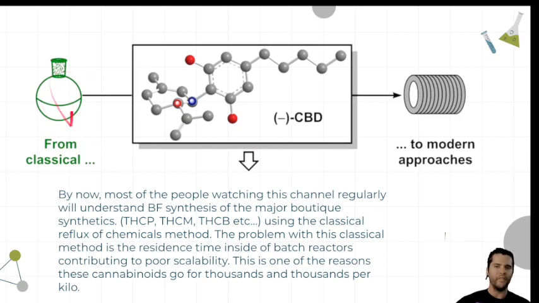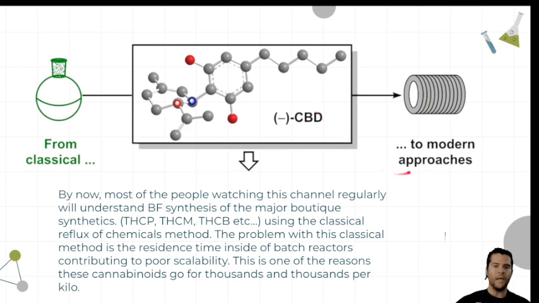So basically you would find a Lewis acid, and then you would take your resorcinol and reflux those together, right? The problem with this classical method is the residence time inside of batch reactors, contributing to poor scalability. Here you might have a 7, 8, 9, even in some cases 12 to 14 hour reaction time. This is one of the reasons that these cannabinoids, along with the cost of the starting resorcinol, can go for thousands and thousands of bucks per kilo.